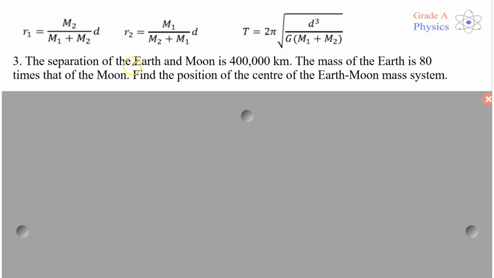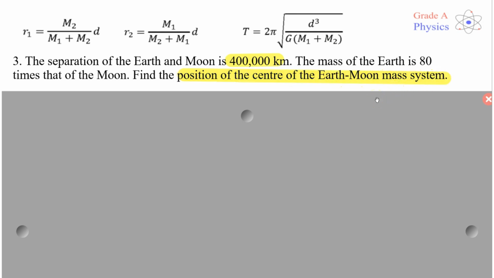Right, final one. This is, again, more of an exam question, and it is potentially quite tricky. So we're told the separation of the Earth and Moon. Okay, in this case, they have not told us the mass of the Earth or the Moon. Now, you might be given that in another question, which might make it more difficult, but they've told us that the Earth has got a mass 80 times that of the Moon, but they haven't told us the values. Find the position of the center of the Earth, Moon, and mass system.